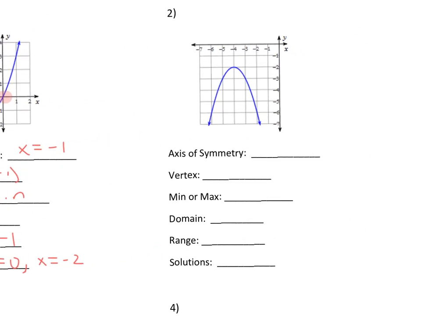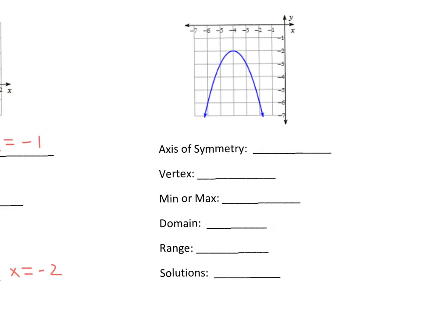Okay, on your next one here, your axis of symmetry again is where does it cross the x-axis when I draw my line down through. So I draw this line through, and my axis of symmetry crosses the x-axis at -4. My vertex, again, is my highest point. So that coordinate point is -4, -2. It is a maximum point because it is the highest point on the grid.